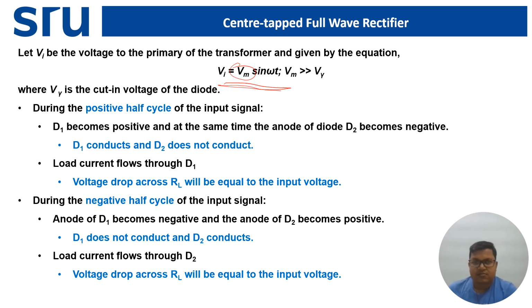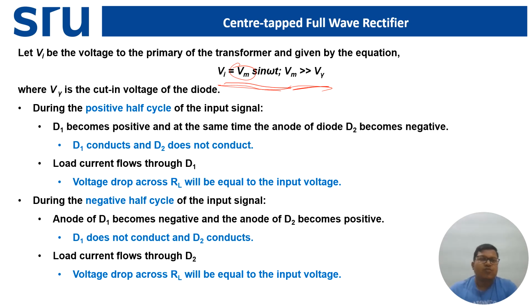And here also the condition is Vm must be much greater than Vγ, where Vγ is the cut-in voltage of the diode. Let's say the cut-in voltage is 0.7 volt. That means Vm must be much greater than Vγ, right? So that is one condition applied. And when this is satisfied, we will see how the circuit is followed and the output is given as the full wave rectification.